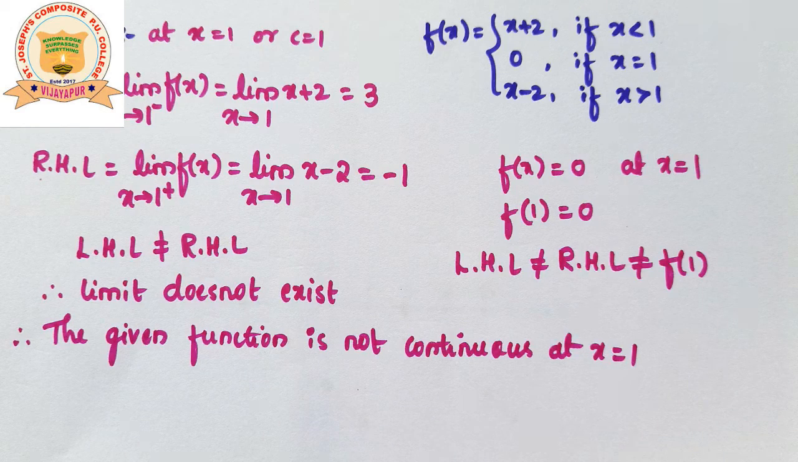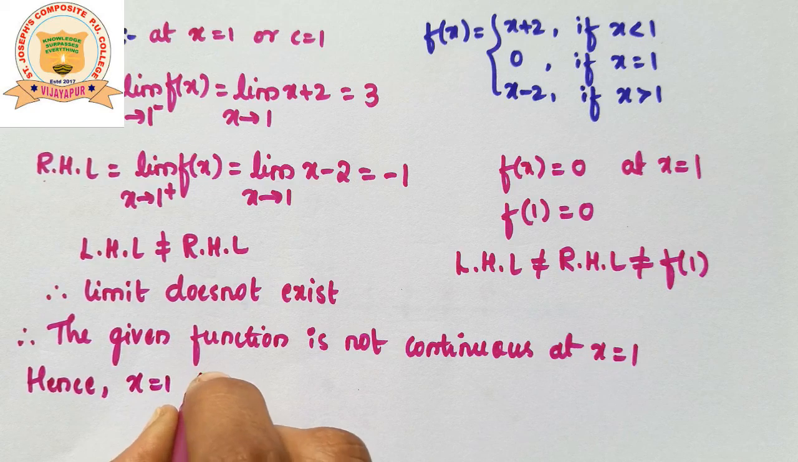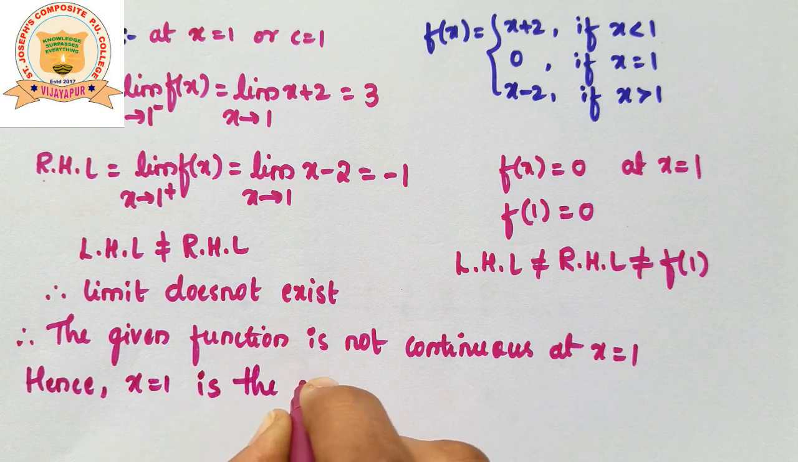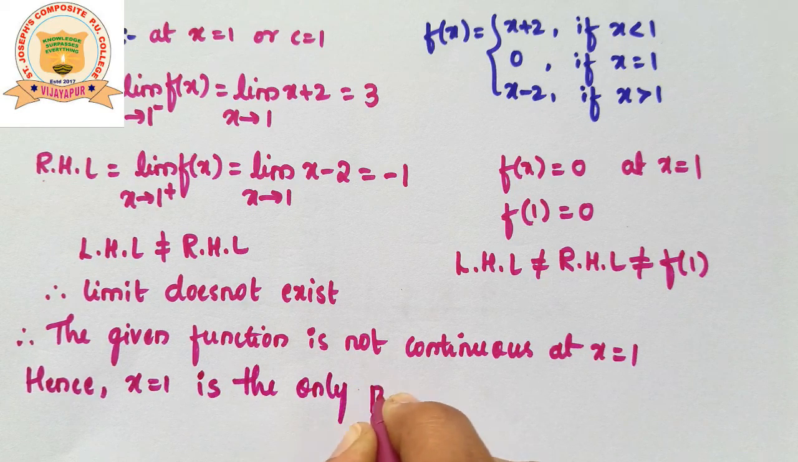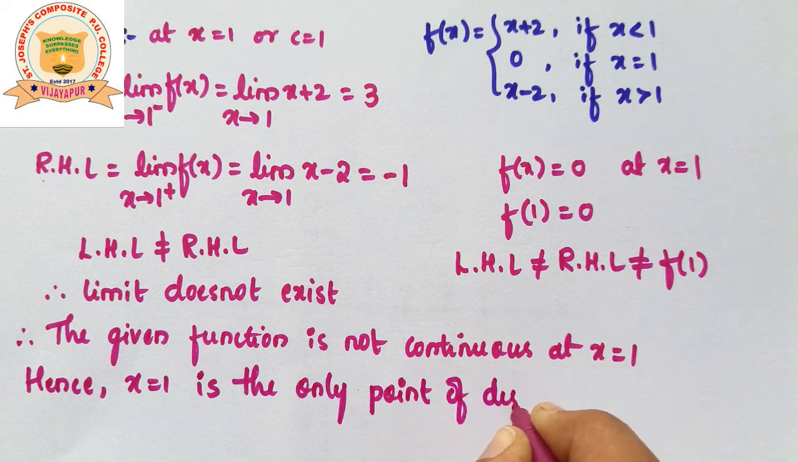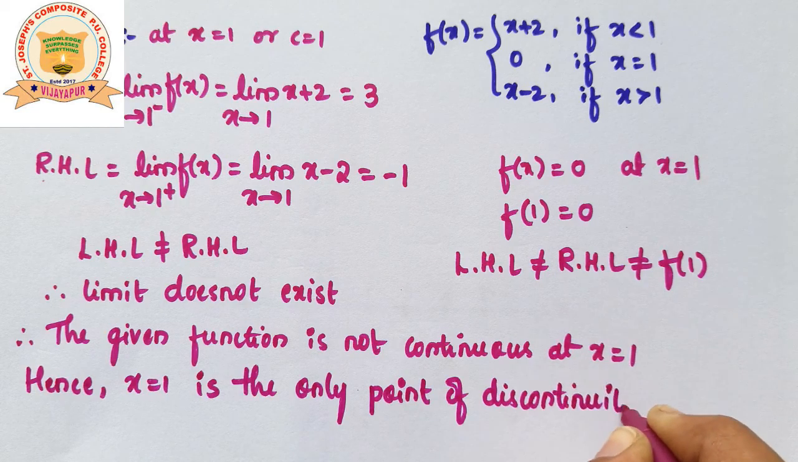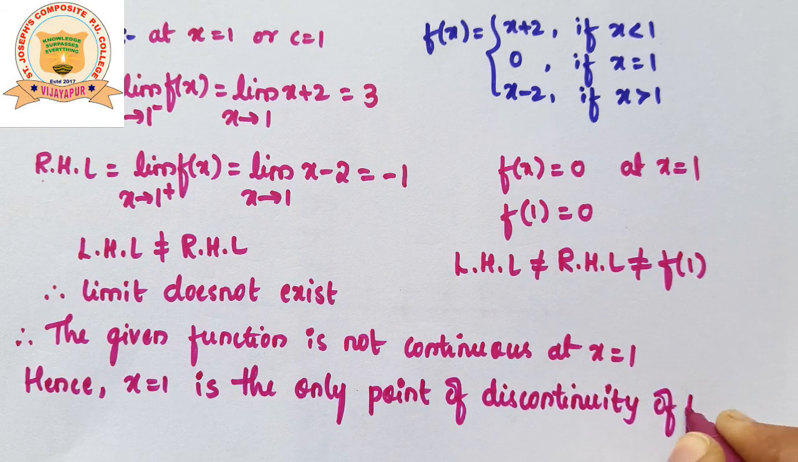So, what is the point of discontinuity for this function? x equal to 1 is the only point of discontinuity. Therefore, we will write that. Hence, x is equal to 1 is the only point of discontinuity of f. This is example number 11.